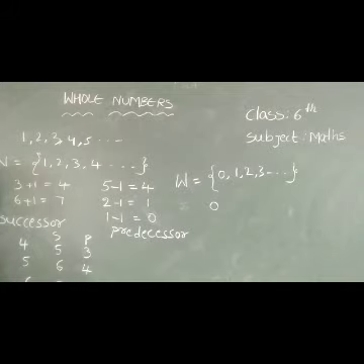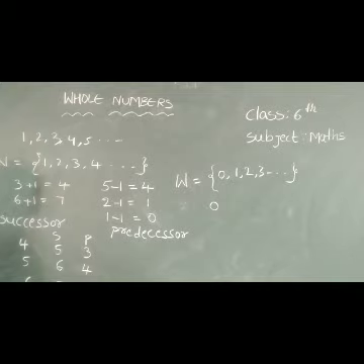All natural numbers are whole numbers. But are all whole numbers natural numbers? No. Why? Because 0 is a whole number, but 0 does not belong to the natural numbers. Okay. Now we are going to learn about the number line of the whole numbers.